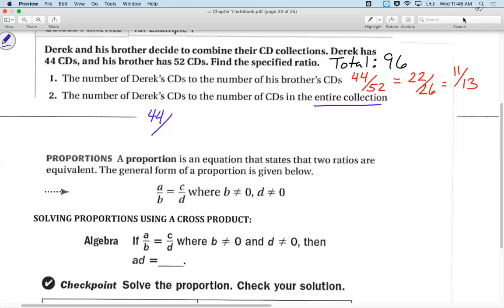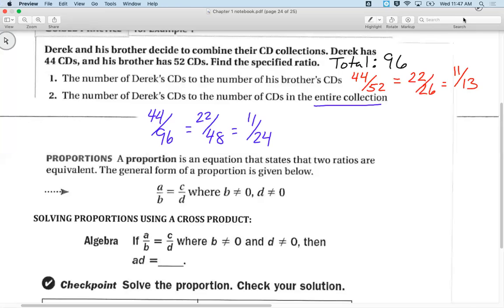96. Very good, 96. So I write 44 over 96, and I can reduce that, right? So that reduces to 22 over, what was it? 48. Which reduces to 11 over 24. So there we go.